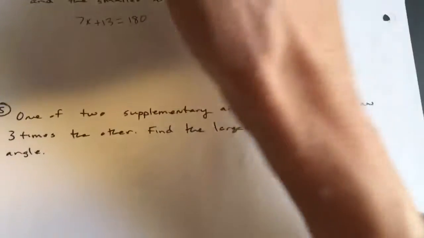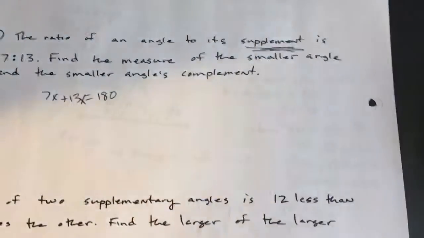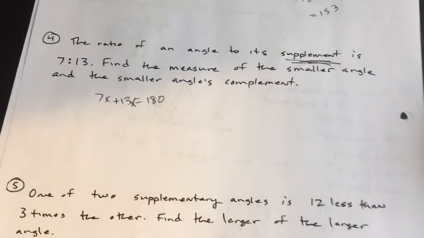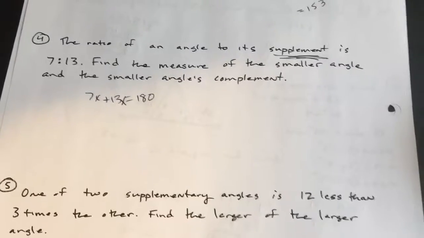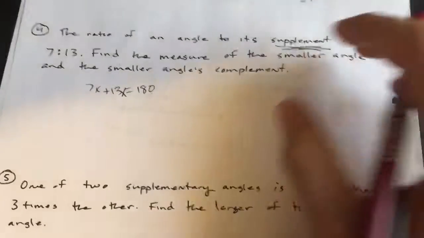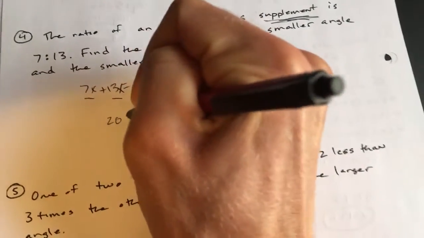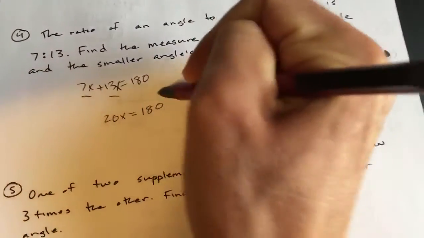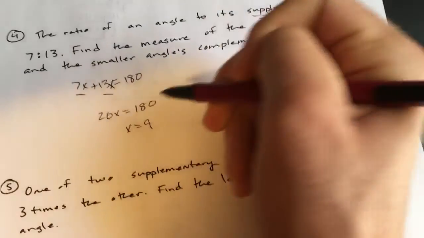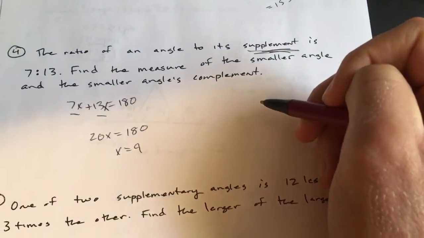7x plus 13x. Oh, don't forget about those x's. 7x plus 13x is equal to 180. Again, supplements add to 180. So I'm going to add those x's together. 7 and 13 will give you 20x equals 180. x is 9.